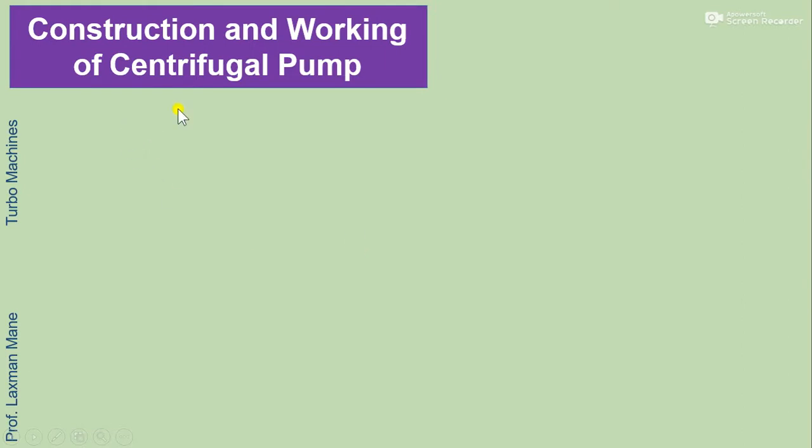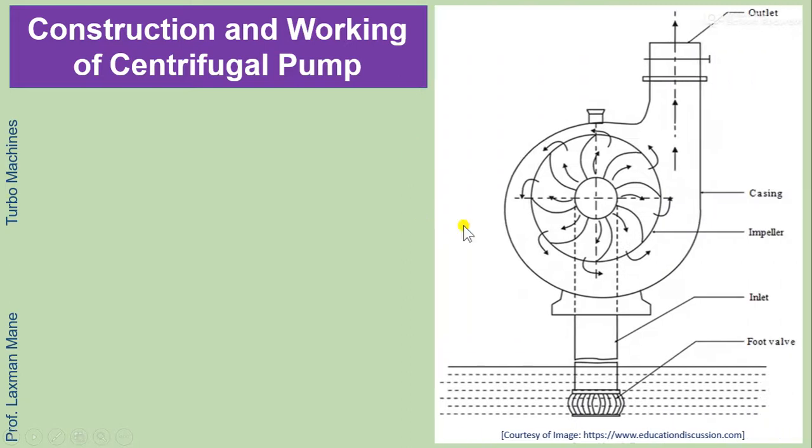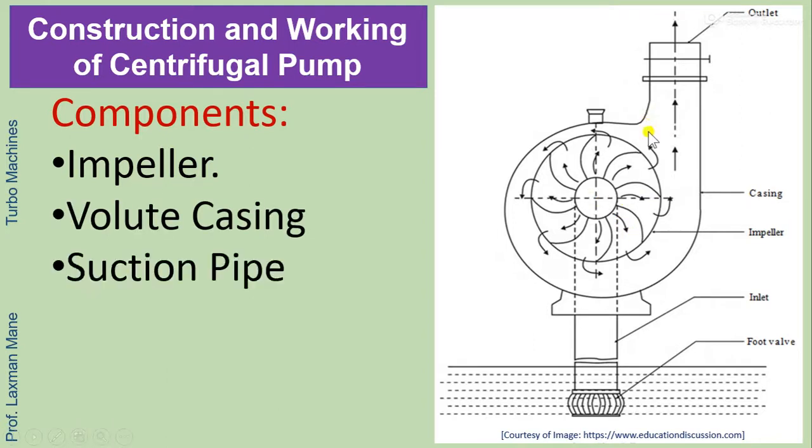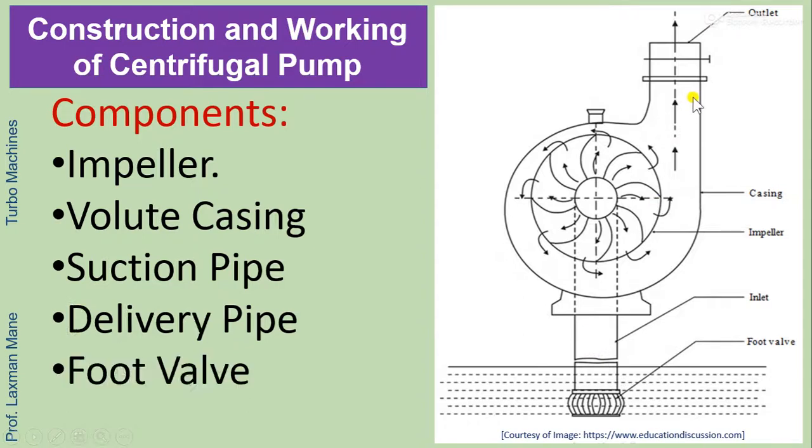So now we will see construction and working of centrifugal pump. So here we find a two-dimensional view of centrifugal pump. So major components are impeller, volute casing, suction pipe, delivery pipe, footwall, and strainer. Now we will see one by one in detail.